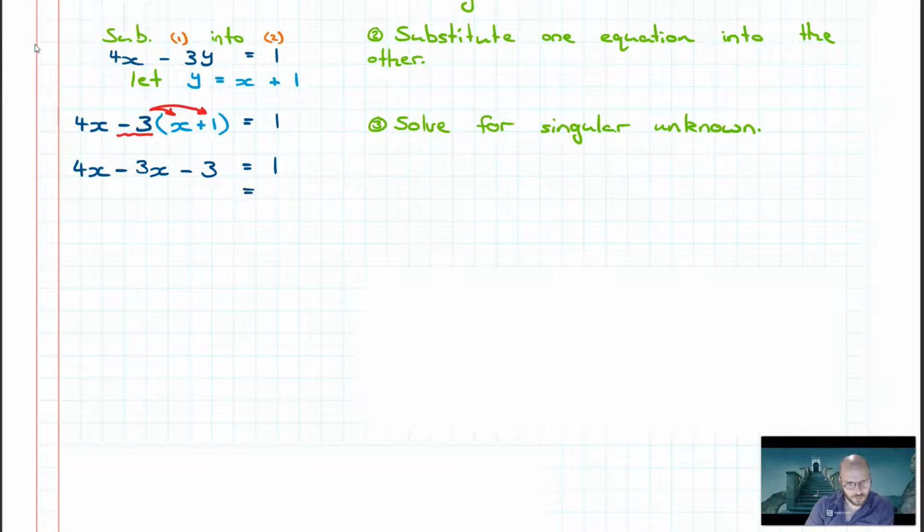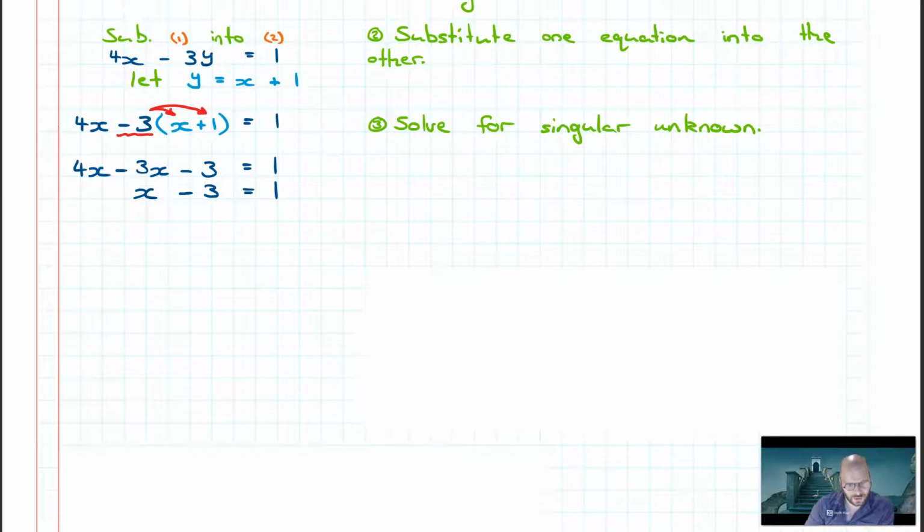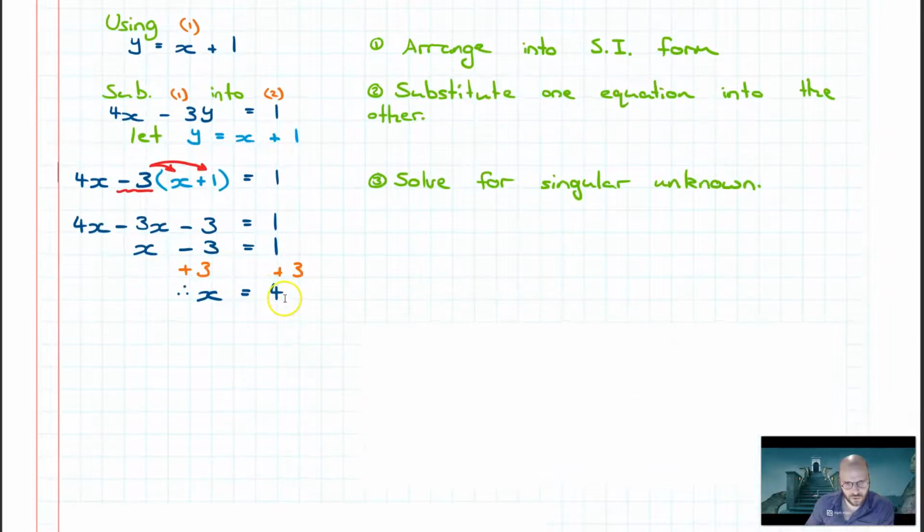Collecting our like terms, the 4x minus 3x becomes a singular x, minus the 3, equals 1, and then we need to move all of our constants to the right. So I'm going to add 3 to both sides, and what you'll notice is that x is now the subject with a singular constant on the right, so we find that the definitive value for x in this system of equations is equal to 4.